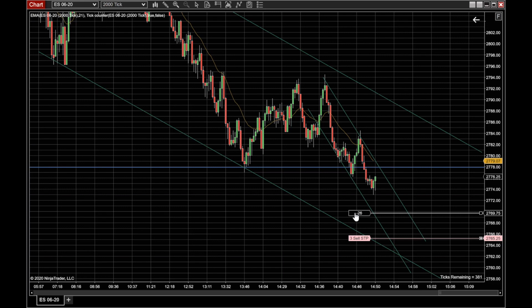Now the second confirmation that this will go down is that we not only have a trap, but we also have a two-legged pullback in the downwards direction. So we have several bearish bars here, one pullback here, and a second pullback forming here.